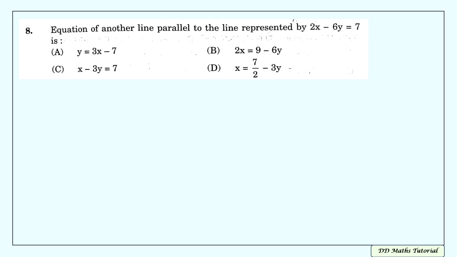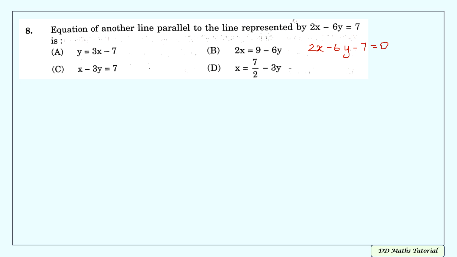Eighth question. Equation of another line parallel to the line represented by 2x minus 6y is equal to 7 is. So we'll have it in the standard form first. So it is 2x minus 6y minus 7 is equal to 0. That is a1 value is 2, b1 value is minus 6, and c1 value is minus 7. So let us check with each of the options.